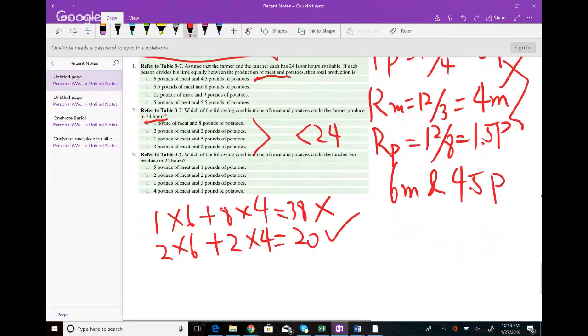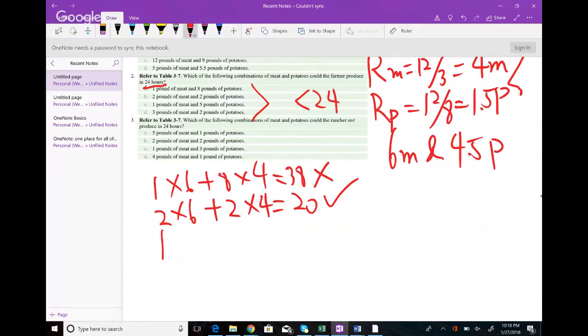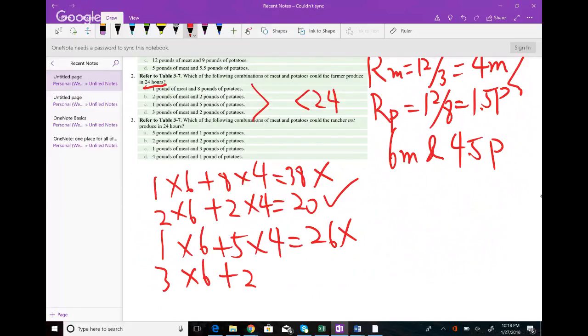Next one, 1 pound of meat, 6 hours each, plus 5 pounds of potato, 4 hours each. So this would be 20 plus 6, so 26 hours. That's just too much. And the next one is 3 pounds of meat, 6 hours each, plus 2 pounds of potato, 4 hours each. So 3 times 6, 18. 18 plus 8 would be 26 again. That's too much. So the only right answer we have is going to be B over here.